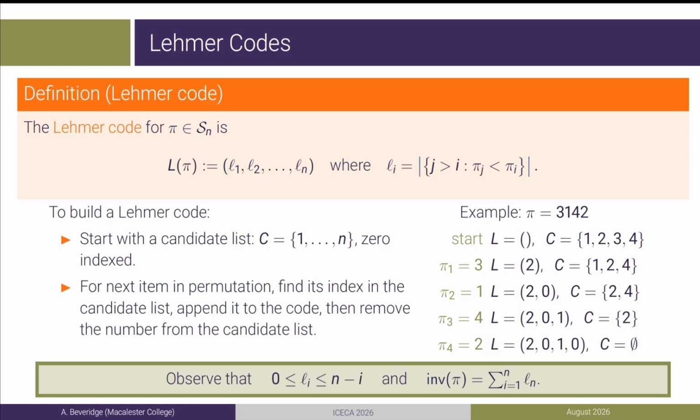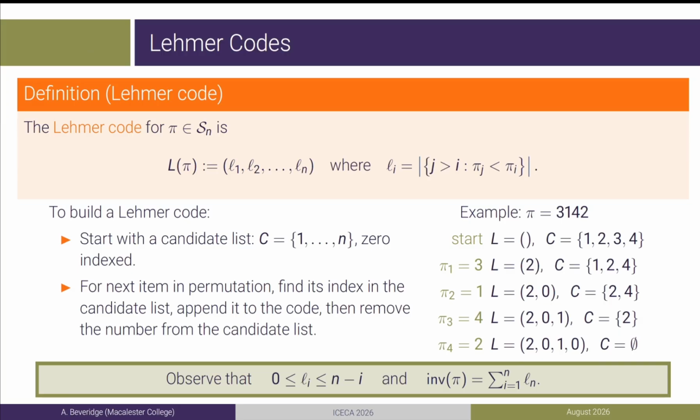We start with a candidate list containing the elements 1 through n. We then process our given permutation from left to right. At each step i, we record the number of elements that we must skip over to get to pi i. For example, let's look at the permutation 3, 1, 4, 2. Our first value is 3, and we must skip over 2 elements to get to 3. So we record a 2 and remove element 3 from our candidate list.